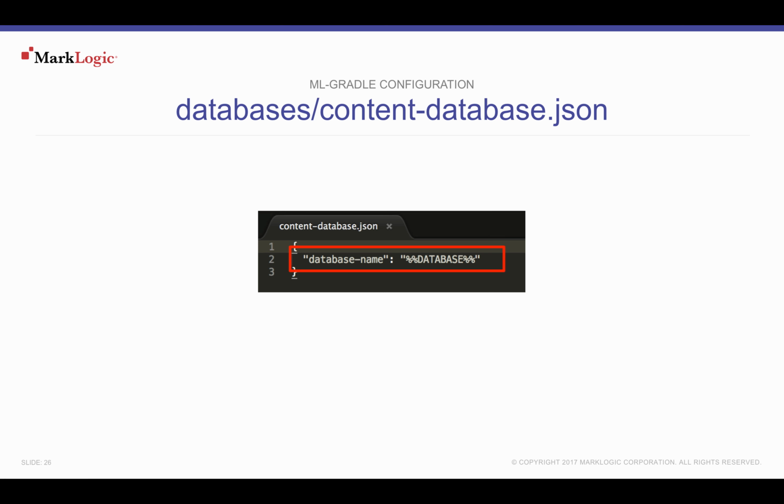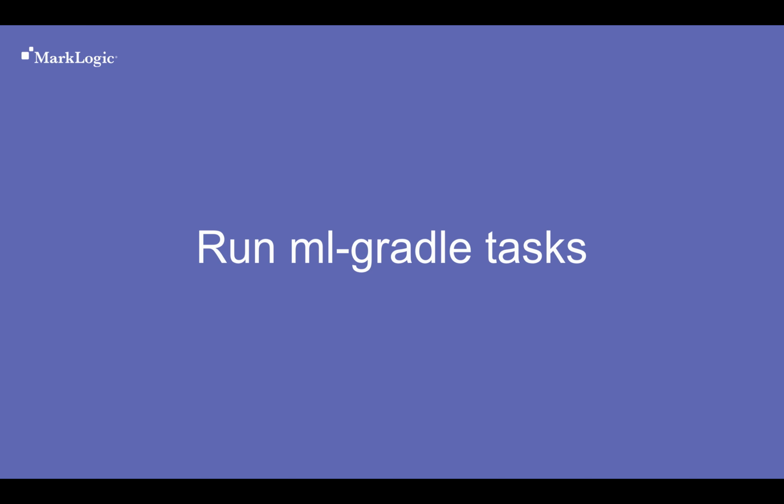We're going to override any default content database name by specifying it in the content-database.json file in the databases subdirectory under src/main/ml-config. In the gradle.properties file, we have a value called ml-database-name and replica count, which defines the database name as mlu-demo-gradle-content.